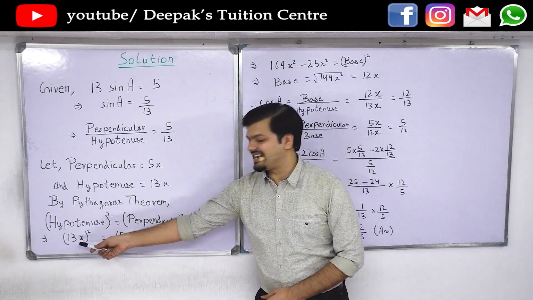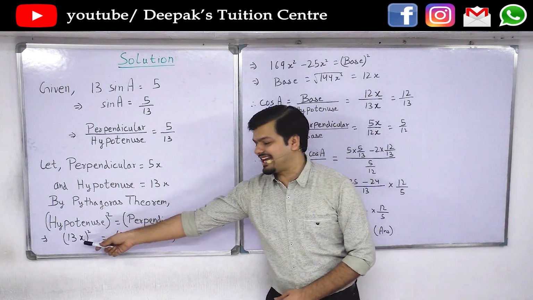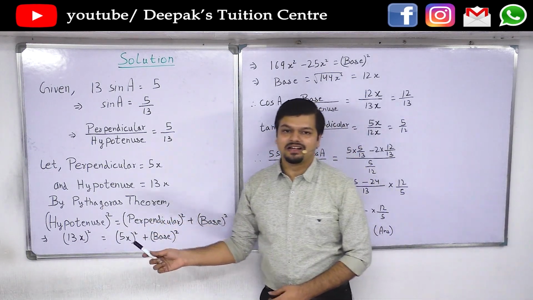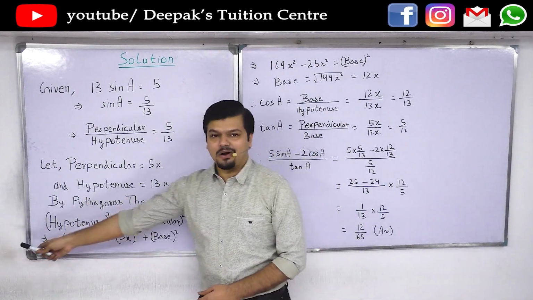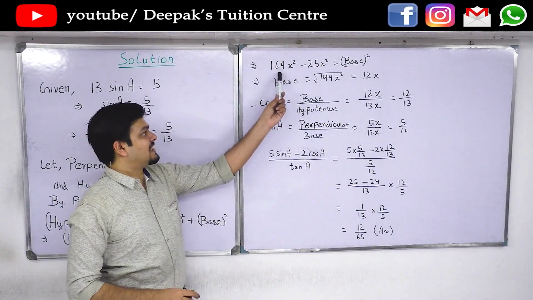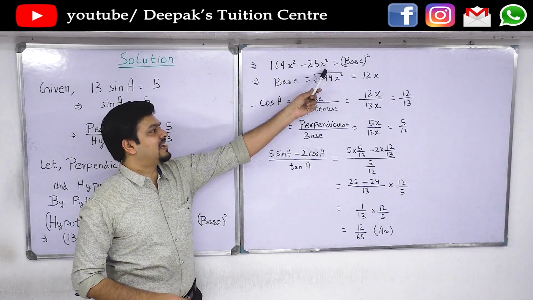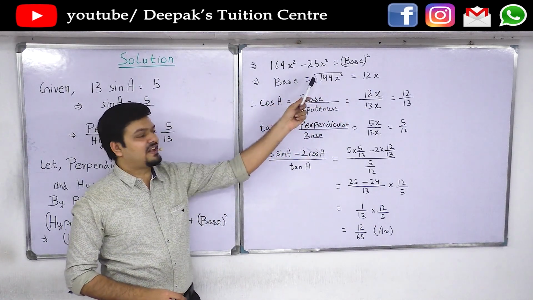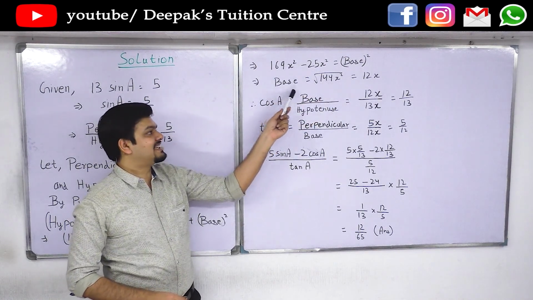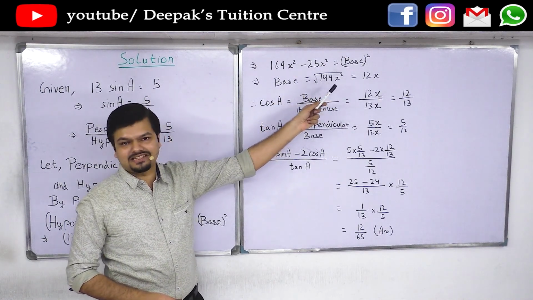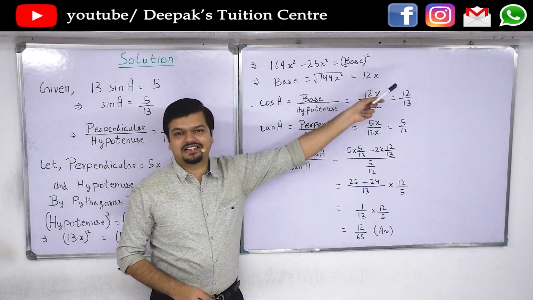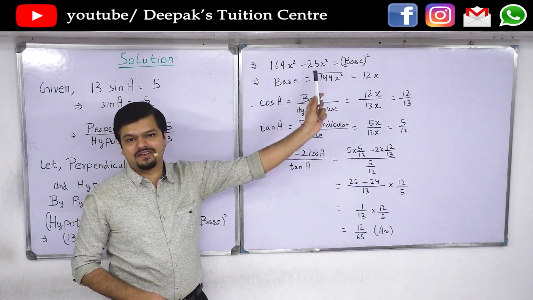That means 169x² = 25x² + base². Transposing 25x² to the left hand side, we get 169x² − 25x² = base². So base² is 144x². Therefore base is the square root of 144x², which is 12x. So the value of base is 12x.